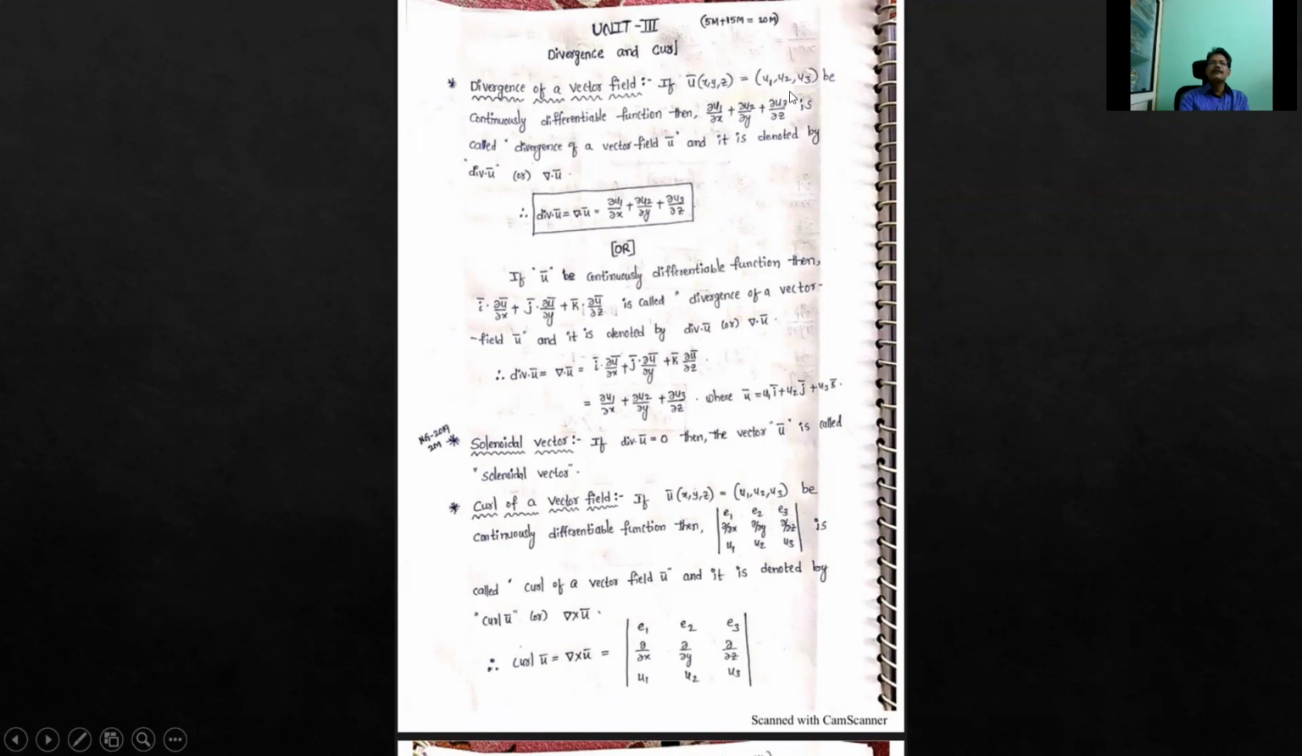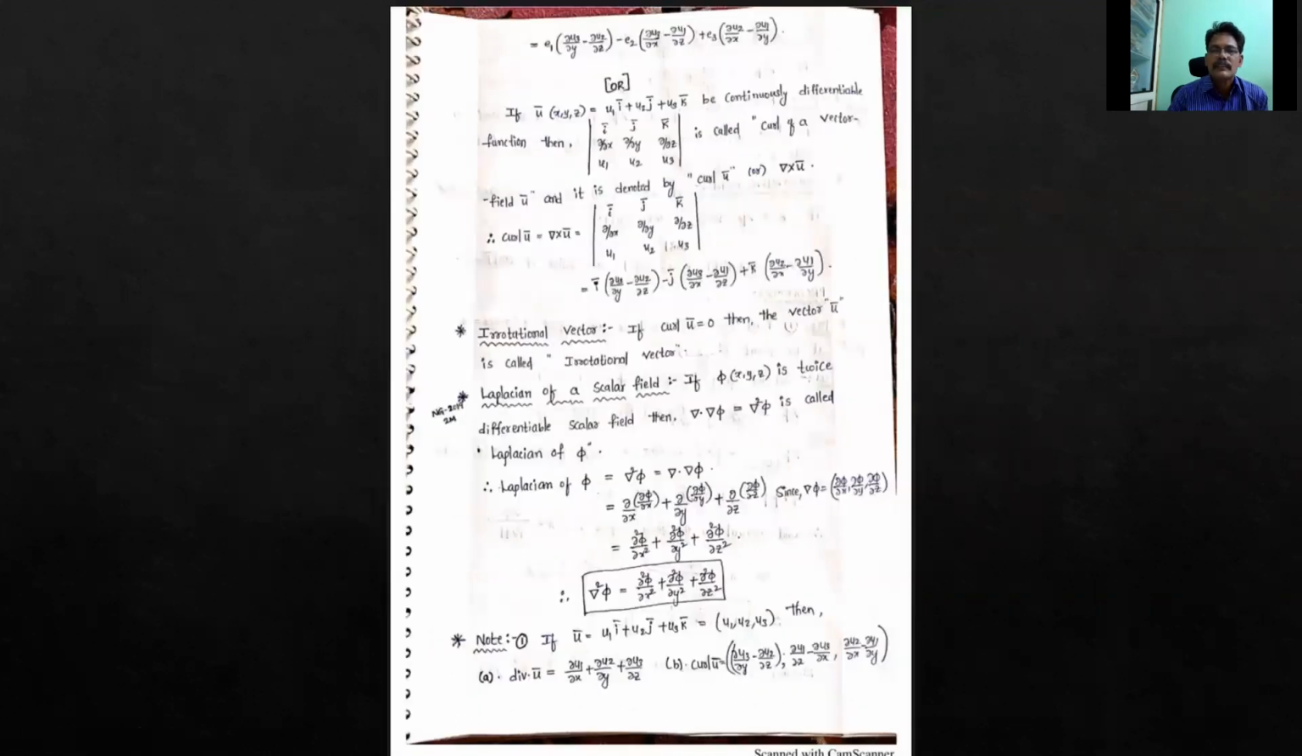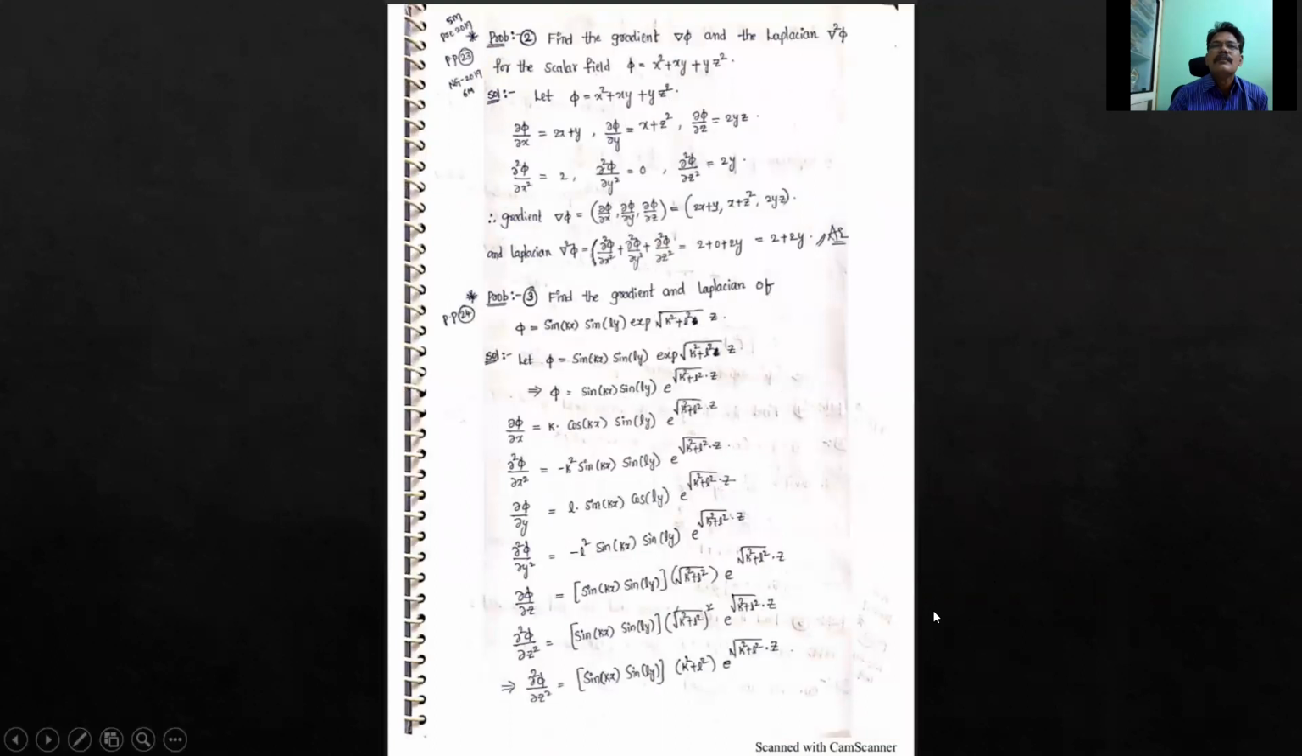If u bar equals (u1, u2, u3), then the divergence of u bar means just differentiate the first quantity with respect to x, the second with respect to y, the third with respect to z partially, and adding these three, we get the divergence. Curl means simply the determinant of e1, e2, e3; ∂/∂x, ∂/∂y, ∂/∂z; u1, u2, u3. Let's see some problems on these two.